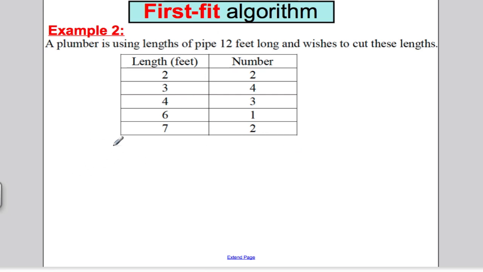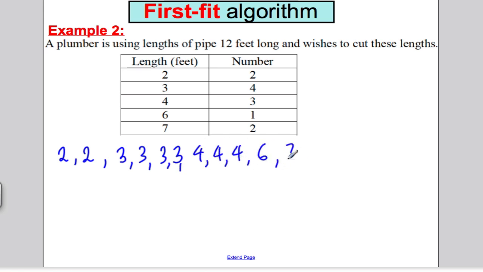Okay, so here are the lengths we want to cut. We want to cut 2 2s, we want to cut 4 3s, we want to cut 3 4s, we want to cut 1 6, and we want to cut 2 7s, okay? And we want to fit them into pipes that are 12 long, okay?